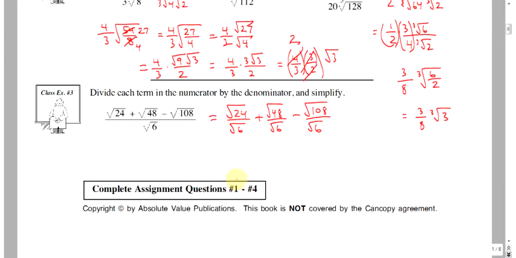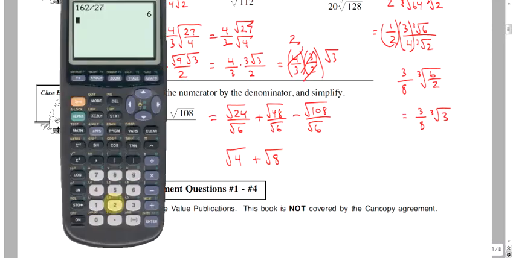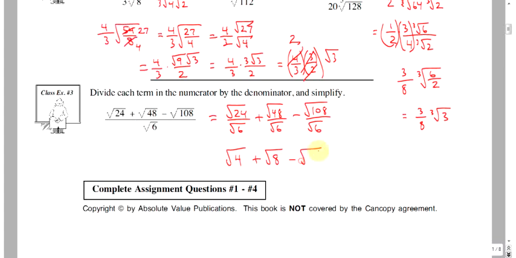So what do I want to do? Join them. How many times does 6 go into 24? 4 times. How many times does 6 go into 48? Dannon? 8 times. And 6 into 108? Good man. Okay.